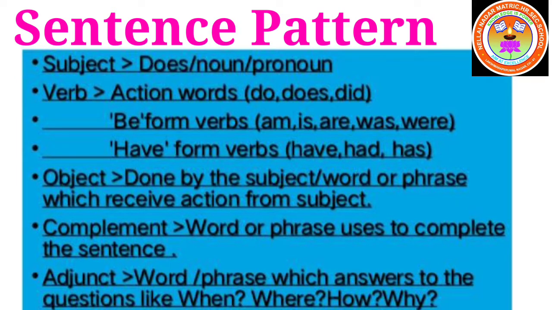Then the place. Place means any place: in the corridor, in the classroom, in the kitchen, on the floor, Adayar, Chennai, Trichy, Kovai, Delhi, these kinds of places. Or any continent or any country which refers to a place is called an adjunct of the sentence. Then how we do the action, like immediately, fast, slowly, these kinds of words refer to how and why. So these are the adjuncts of the sentence.